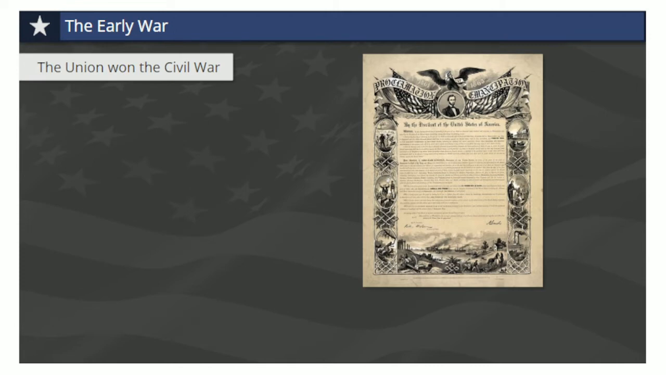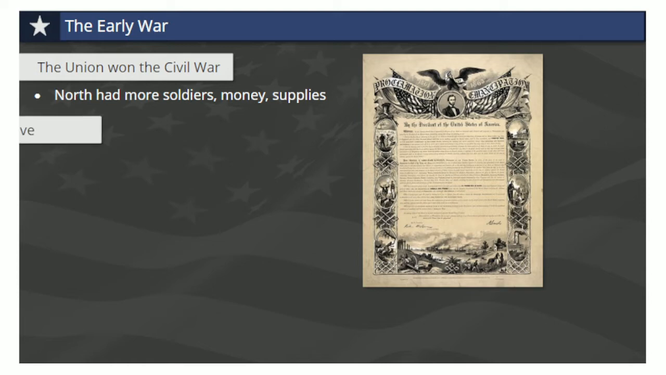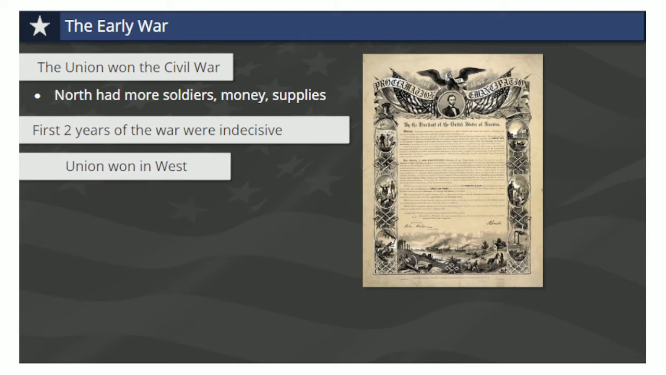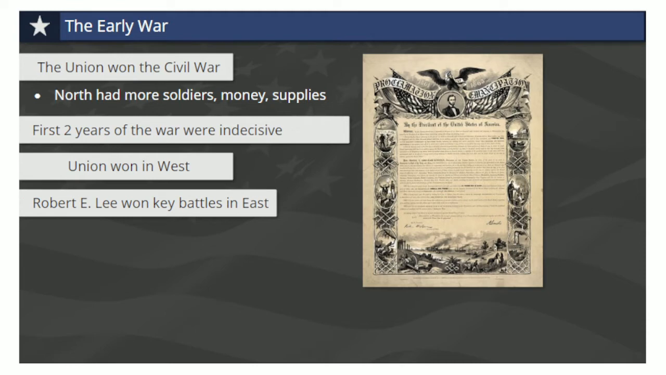This probably isn't a spoiler, but the Union won the Civil War. This outcome doesn't seem surprising when you consider that the northern states had far superior amounts of soldiers, money, and supplies, as well as the determination to fight the war to its conclusion. However, the first 2 years of the war were indecisive. Union armies won most battles in the West, but in the more populated East, Robert E. Lee won several key battles that earned him a reputation as a bold, daring general who might be able to pull off an upset for the Confederacy.